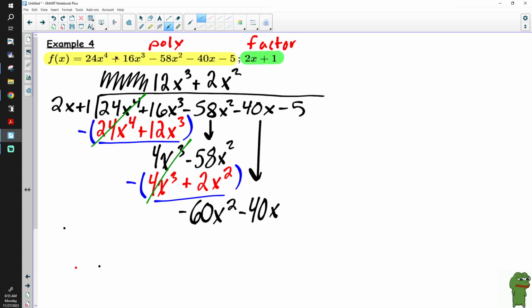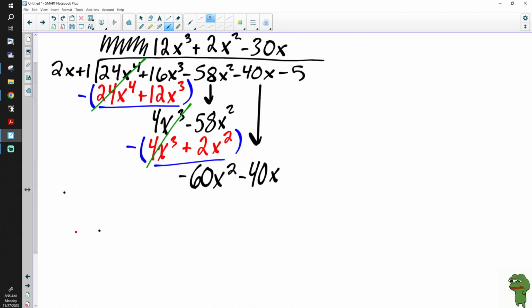Okay, here's a tricky one. What do I do to a 2 to make it a negative 60? Negative 30. Match your socks. Negative 30 times 2 is negative 60, yes. So now we multiply. Negative 30 times 2 is negative 60, x squared, match your socks. Negative 30 times 1 is negative 30, x, match your socks. And subtract. First terms die.